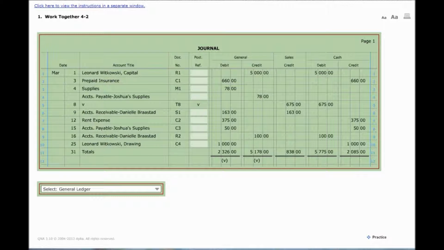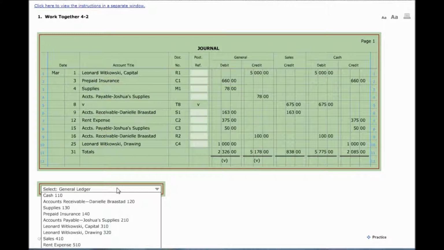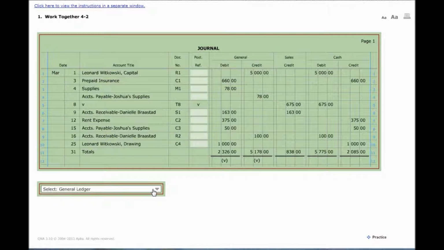Alright, here are your instructions for Work Together 4-2. Again, we are going to be working on posting, which remember, it's like a UPS truck. So your goal is to take all of these different boxes and deliver them to the right houses down here in the general ledger. So let's get started.